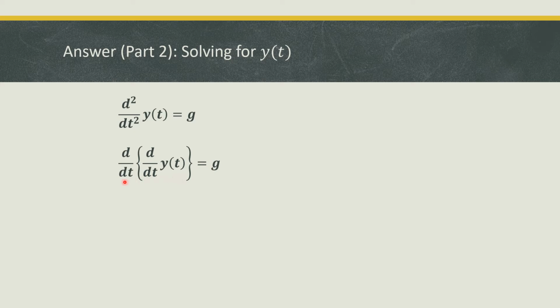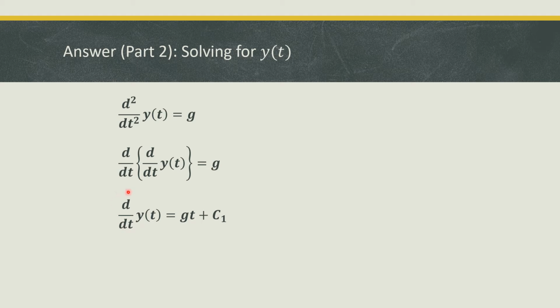Now we can remove the first derivative by an integration process. We integrate both sides with respect to t, and we obtain this indefinite integral. This is the antiderivative. And so we remove the first derivative, and on the right side we have g t plus c sub 1, where c sub 1 is an arbitrary constant, which we know very well from integral calculus.